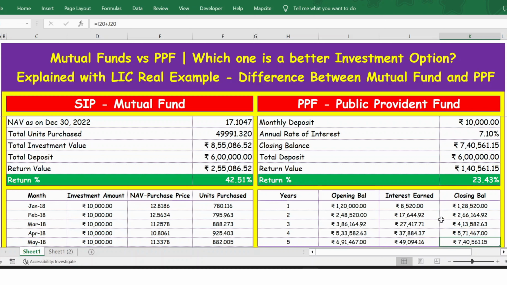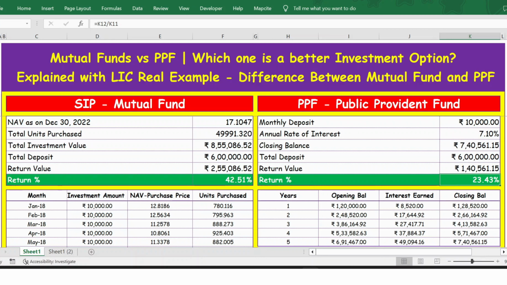By end of 5 years, your total closing balance is 7,40,561. Now that is how the closing balance is calculated, and total deposit is 6 lakhs. The reason is you have this monthly investment of 10,000 multiplied by 60 months, that is 6 lakhs. And then return value will be whatever the closing balance minus total deposit. Press enter, sorry, I made a mistake, it is equal to the closing balance minus the total deposit. You have 1,40,000 as the return value.